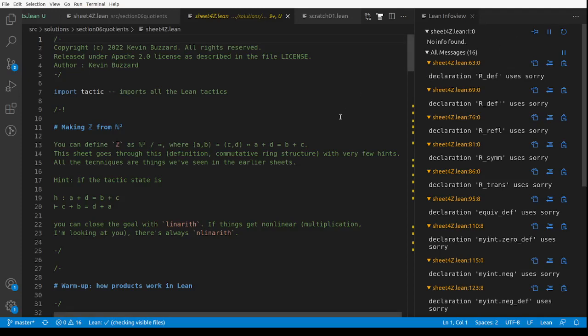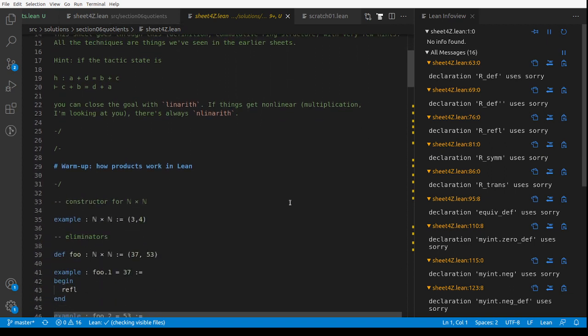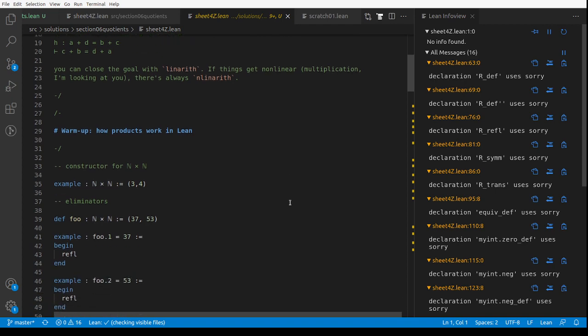Hi, this is Kevin Buzzard, and I'm going to go through sheet 4 of section 6 of my Formalising Mathematics 2022 course. I'm basically going to speed run it because this is sort of harder stuff, and I don't know, I mean maybe it's not harder stuff.